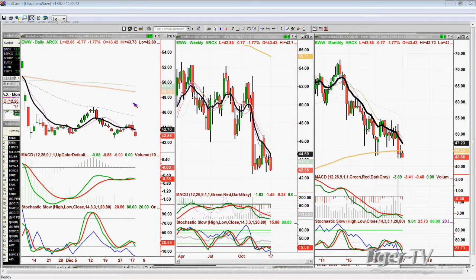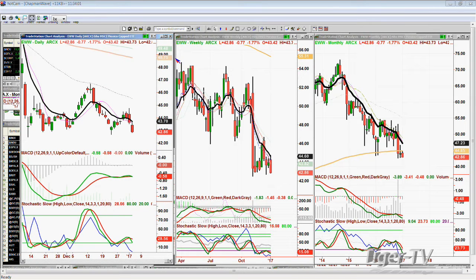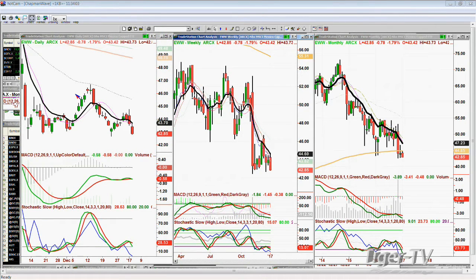And there it is. Okay, if it takes out this low right here, 42.44, the EWW, whatever the heck it is, the Mexico capped ETF, well, that is not good at all. I think that Mexico won't be able to afford to build the wall if that's the case. All right, so here we are.